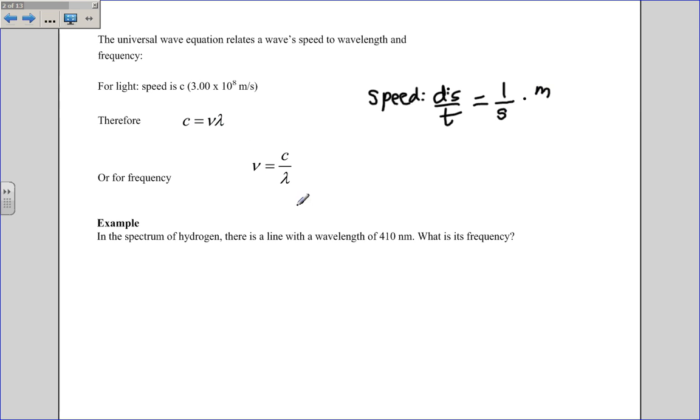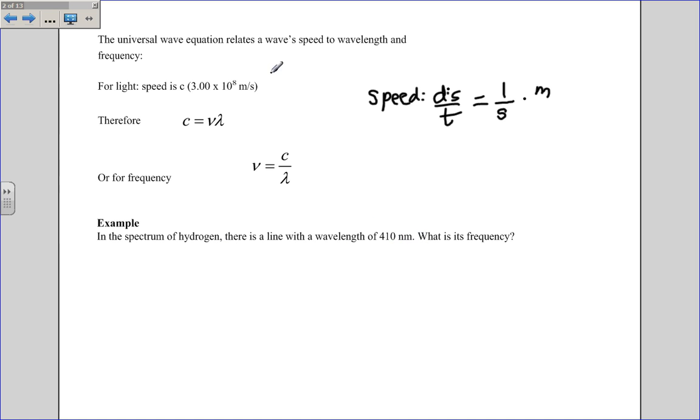This formula is more commonly used in this format, where frequency is the speed of light divided by the wavelength. So let's look at an example. We're going to look at some light that has a wavelength of 410 nanometers. At the moment, I don't want you to worry too much about this concept here of the spectrum of hydrogen. When you look back at your notes at the end of the unit, this will become more clear. So we have a line with light of 410 nanometers, which is the wavelength of the light that we're dealing with, and we want to know its frequency.